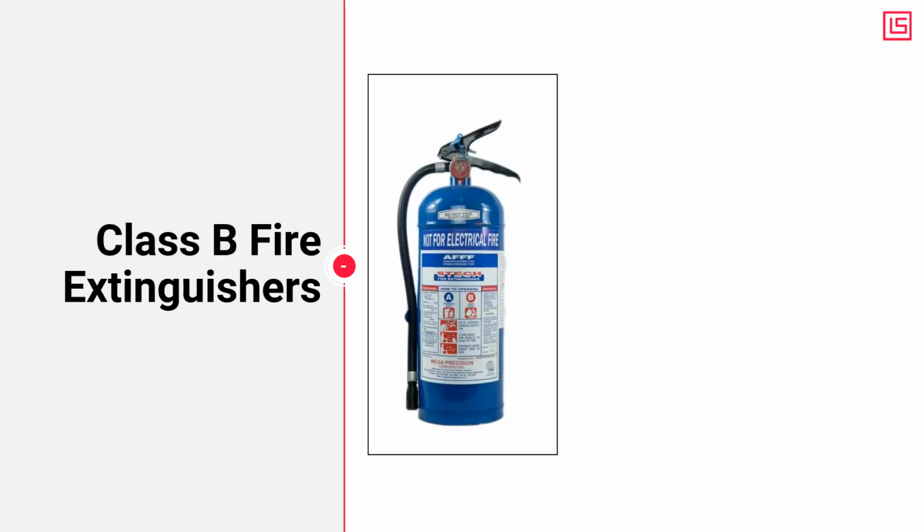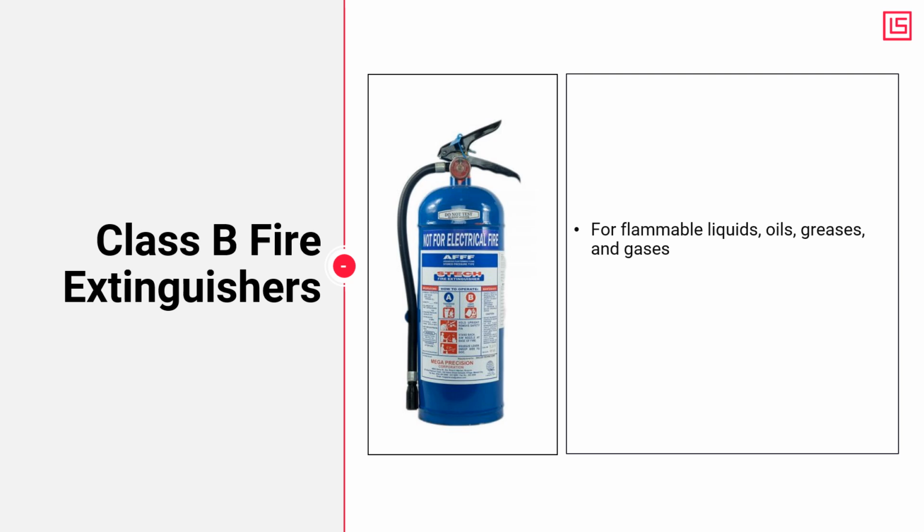Class B fire extinguishers, which are blue in color, are designed for fires involving flammable liquids, oils, greases, and gases. They typically contain foam, carbon dioxide, or a dry chemical powder and work by smothering the fire.